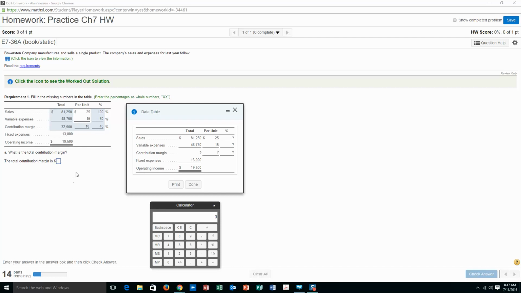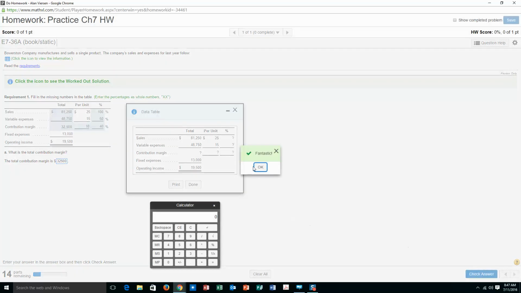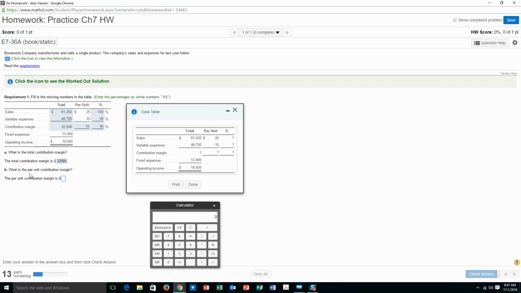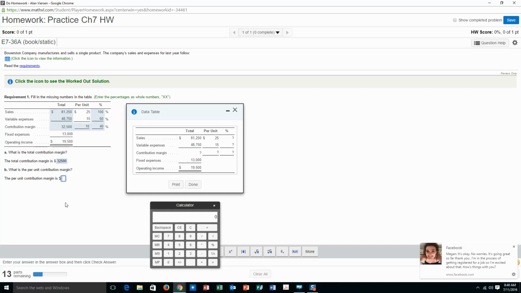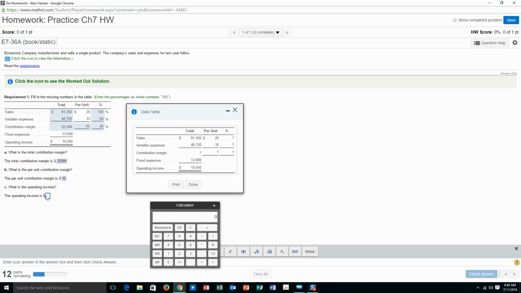We'll run through a few of these, looking directly at the table for this first part. I'm looking at my total contribution margin, and that's 32,500. Each time I'll check my answer. My per unit contribution margin is $10. The next one is my operating income, so I look down here to operating income. Again, I'm just taking it directly from the table.